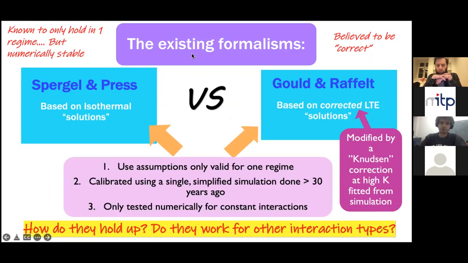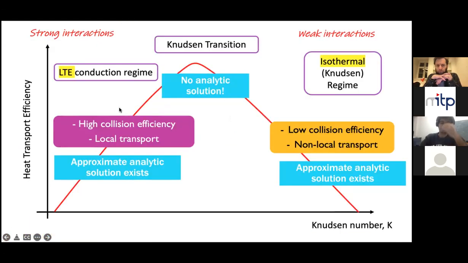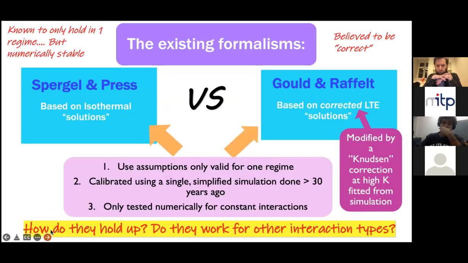So there are two existing formalisms that are used to try and characterize our thermal behavior across all regimes in one go. And first on the block, we have the Spergel and Press approximation, which basically just says, no matter what your K is, just take the isothermal solution and use that. So clearly this is only going to be actually valid in one regime, but it turns out that it's numerically stable. So it's quite simple to include in your solar simulation model. So that's why this one is still used.